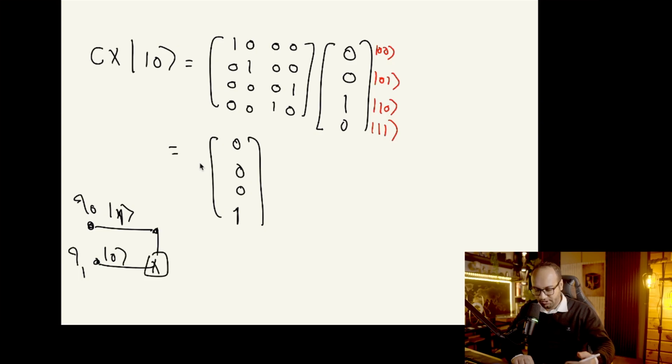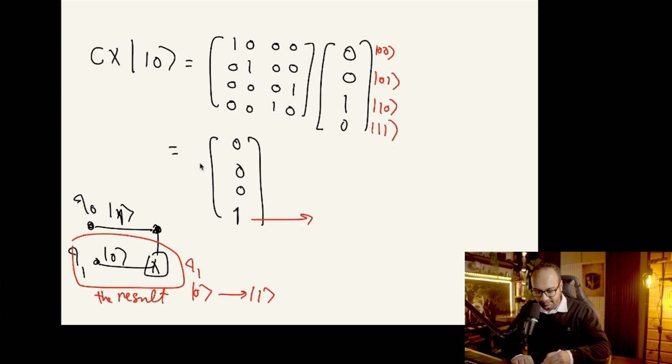Since it is initialized with 1, then the CNOT gate, when it's applied, will take a peek at Q0. If Q0 is 1, then it will apply the X gate on Q1. So the X gate here will be applied, and the result will be that the 0 of Q1 will turn out to be 1. This is why you get this result. You get ket 1, 1, because Q1 has been flipped from 0 to 1, and the rest are zeros.